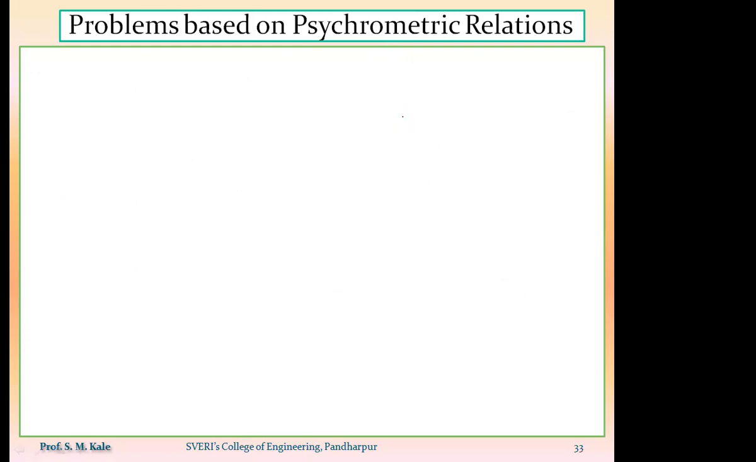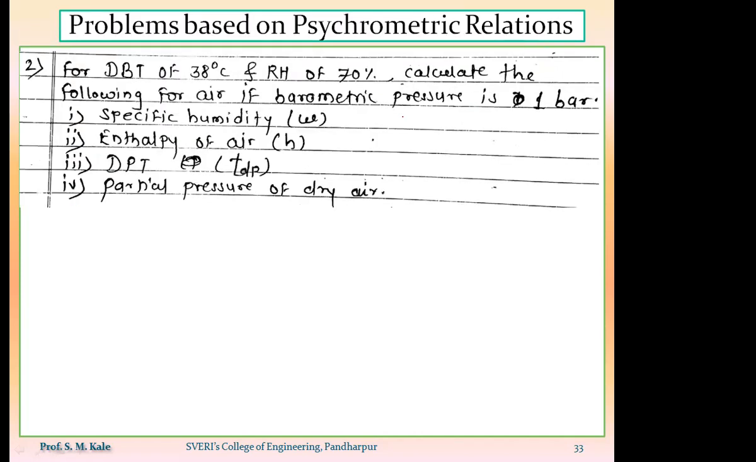Likewise, if you understood the first problem, you can solve all the remaining types of problems, because all the points we have covered in the single problem only. So similarly, I will take another problem, and here I will proceed at a fast speed. For dry bulb temperature of 38 degrees centigrade and a relative humidity of 70%, calculate the following, if barometric pressure is 1 bar.